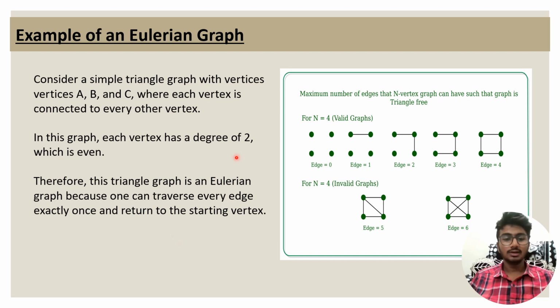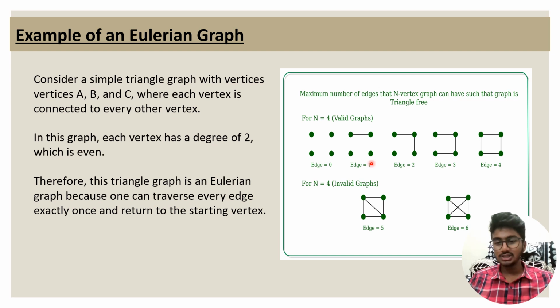Consider a simple triangle with vertices A, B, and C, where each vertex is connected to every other vertex. In this graph, each vertex has a degree of 2, that is, two connections, which is even. So this triangle graph is an Eulerian graph because one can traverse every edge exactly once and return to the starting vertex. Let me show you here in the image the maximum number of edges that an n-vertex graph can have. Here n equals 4, that is a valid graph.